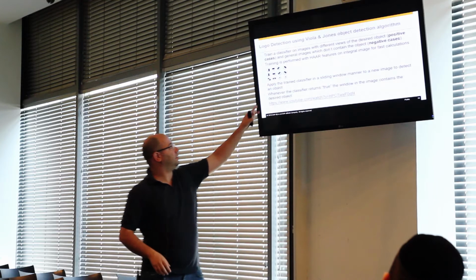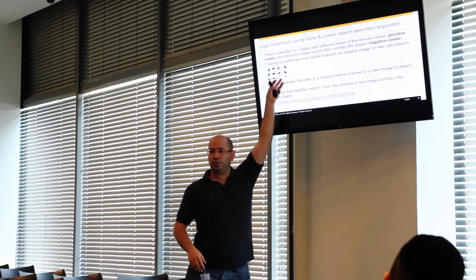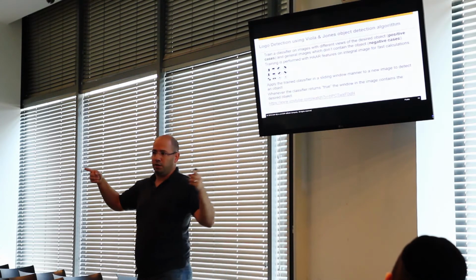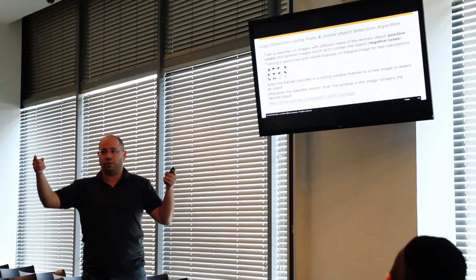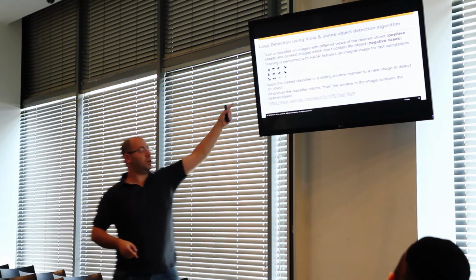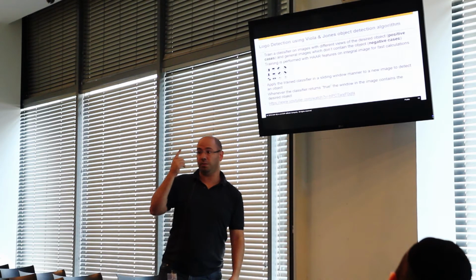Does this feature have a face? No, and so on, until it finds a window that does have a face. And then it takes that configuration it used for these features and says, okay, if you pass each one of these features, tells me this is a face, and I have 100 of them.